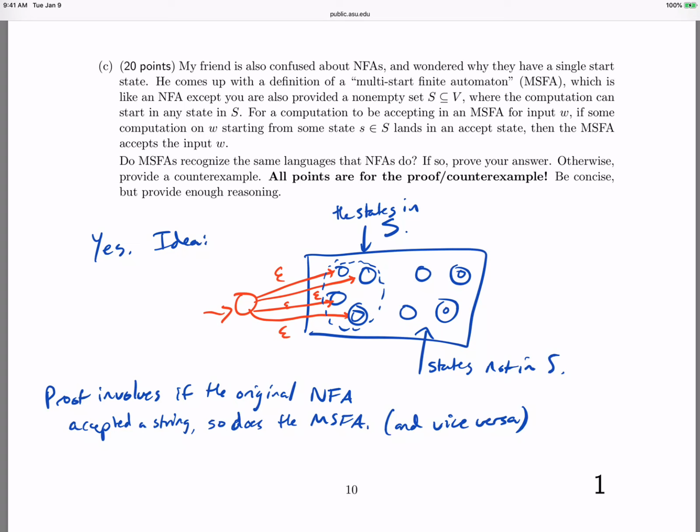Well, think about what happens. If in fact they're equivalent, because if the original NFA accepted, well, we can just find a path through one of the ways in. And in fact, this will get us exactly what we want, because this is in fact an NFA. Because if I just take the original NFA and whatever states I need to be the start states and just epsilon to each one of them, I'm in fact simulating the multi-start FA. Okay? Any questions on C?